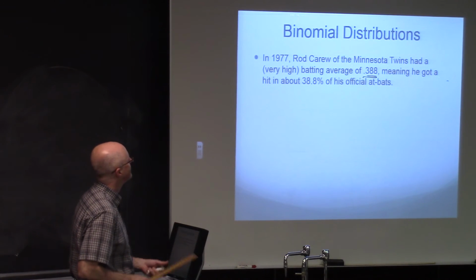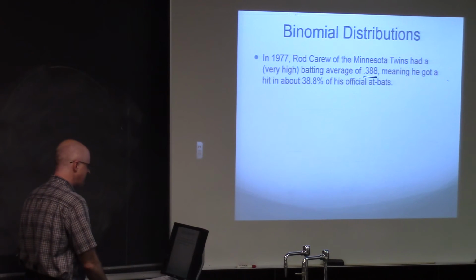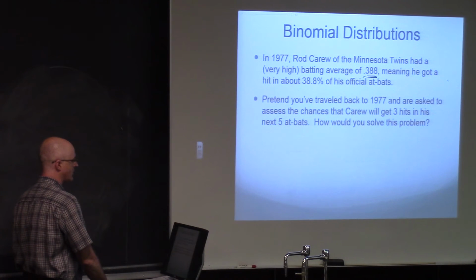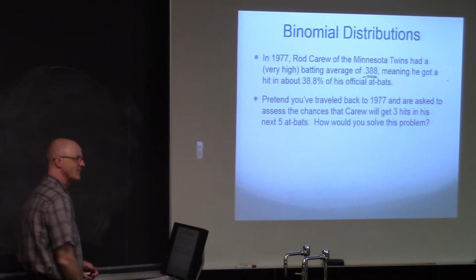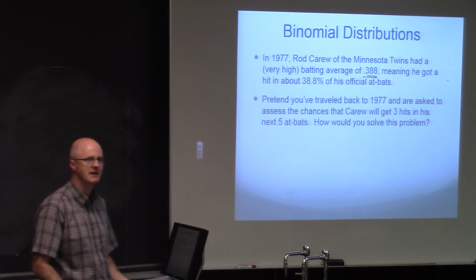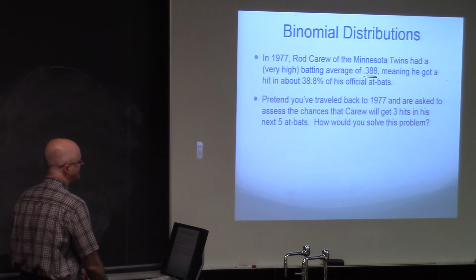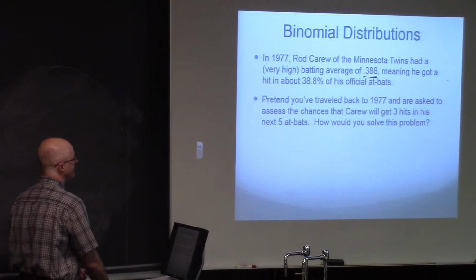Okay? So that's very good. Pretend you've traveled back in time to 1977 and are asked to assess the chances that Rod Carew will get 3 hits in his next 5 at-bats. You could pretend it's the next game. Some games you get 5 at-bats. What are the chances that he will get 3 hits? How would you solve this problem?